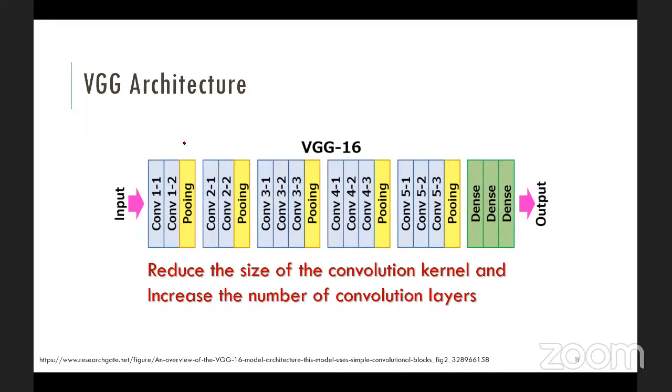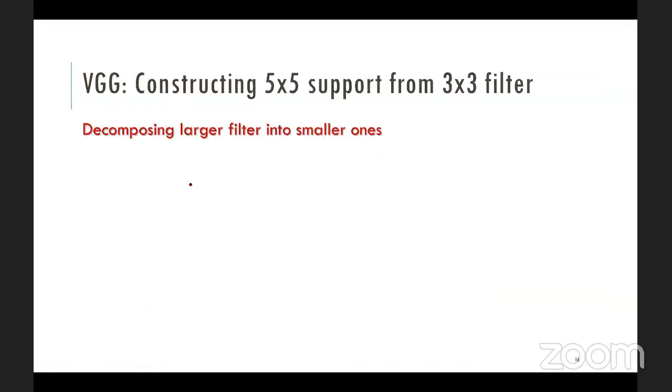If you are not able to understand the big picture, it is easy to observe in this picture. Input is there, then you can see the convolutional layers followed by pooling. Here we have reduced the size of the convolutional kernel and increased the number of convolutional layers. Earlier I showed you one convolution layer followed by, let us say, max pooling. Now we have increased these layers, and the size of the convolution kernel is decreased.